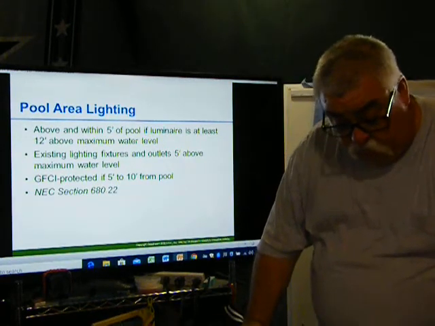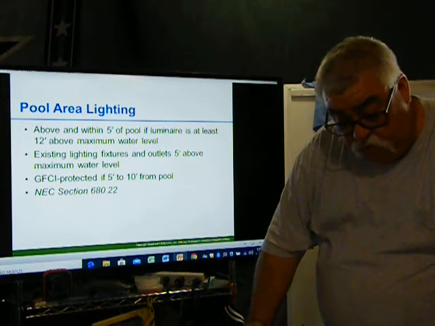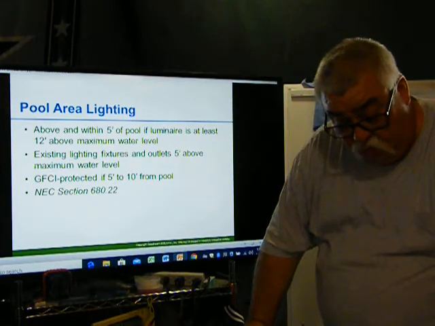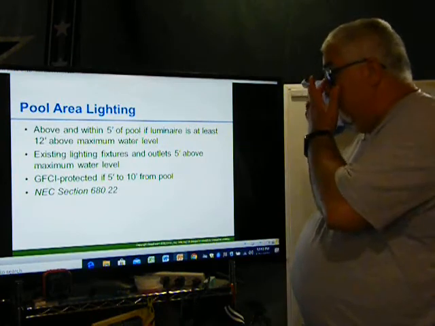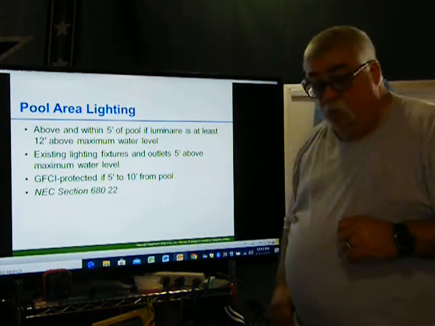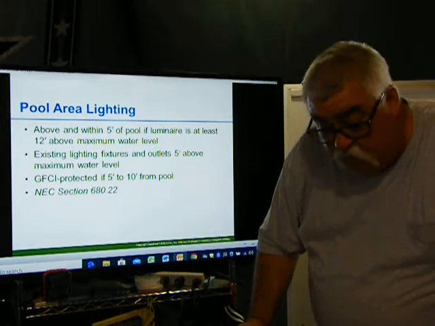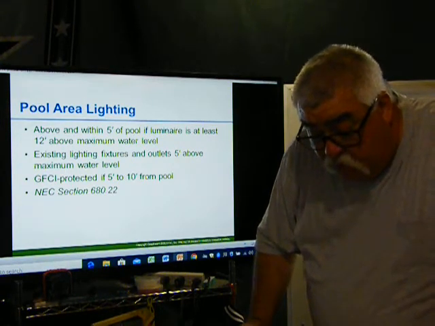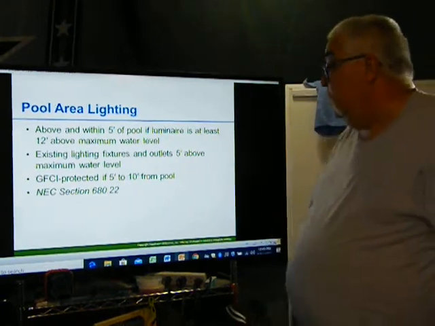It says the code allows luminaires to be installed directly above and within 5 feet horizontally from the inside wall of a pool, as long as the luminaire is at least 10 feet above the maximum water level. That's outdoor pools. Indoor pools can drop down to 7'6" if two conditions are met. The luminaires must be on a circuit protected by GFI, and the luminaires must be totally enclosed.